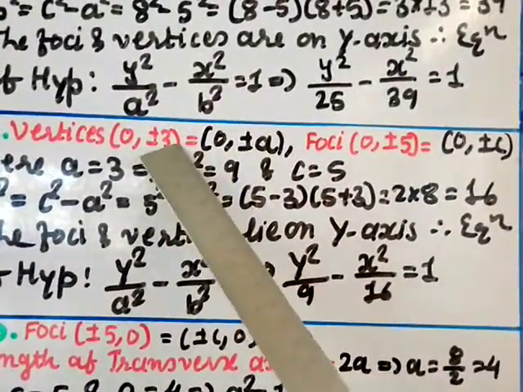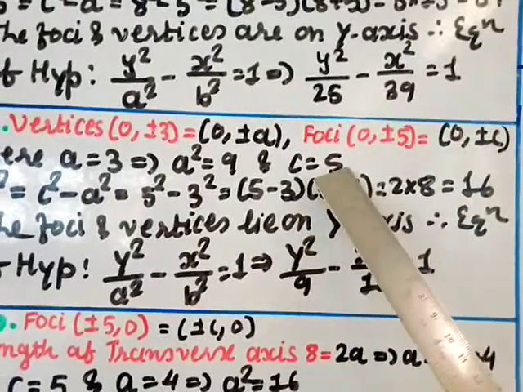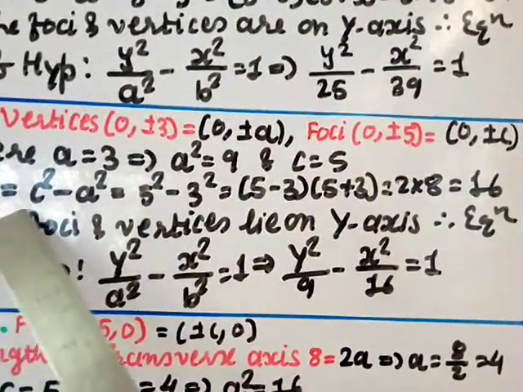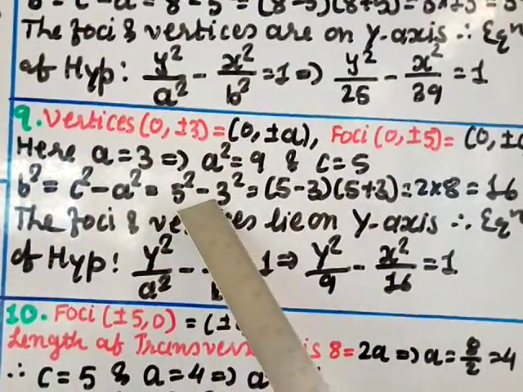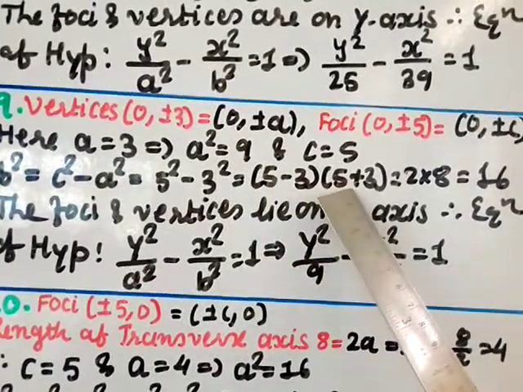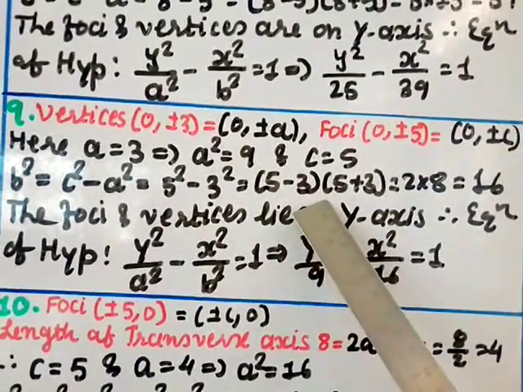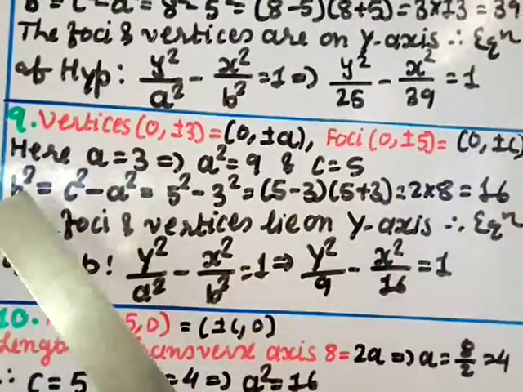From here the a value is 3, take the square, so a square equals 9, and from here the c value is 5. Let us find b, so b square equals c square minus a square, equal to 5 square minus 3 square, equal to 5 minus 3 into 5 plus 3. 5 minus 3 is 2 into 5 plus 3 is 8. 2 into 8 is 16. This is the value of b square.